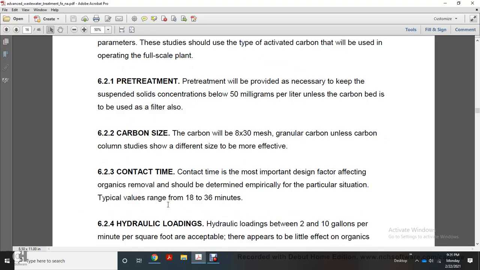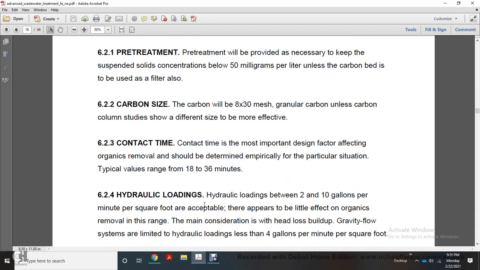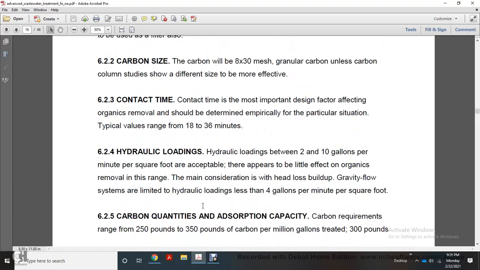Contact time. Contact time is the most important design factor affecting organic removal and should be determined empirically for a particular situation. Typical values range between 18 and 36 minutes. Hydraulic loadings. Hydraulic loadings between 2 and 10 gallons per minute per square foot are acceptable. This appears to be effective for organics removed within this range. Main consideration: head loss buildup. Gravity flow systems are limited to hydraulic loadings less than 4 gallons per minute per square foot.